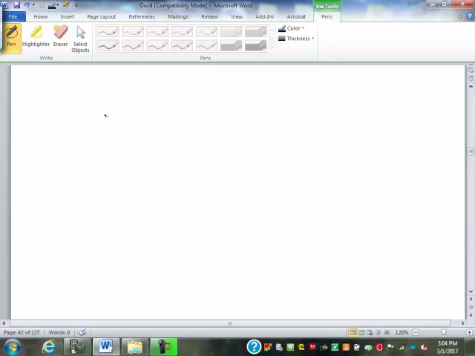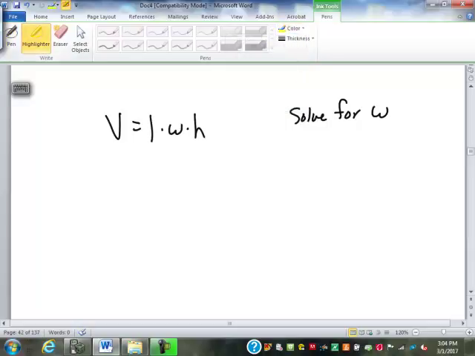Let's say we have a formula like volume equals length times width times height. And I need to solve this for W, for the width. Well, again, just like solving the other equation, I find my equal sign and identify where the W is. It's only in one spot, which makes life a lot easier for us here.